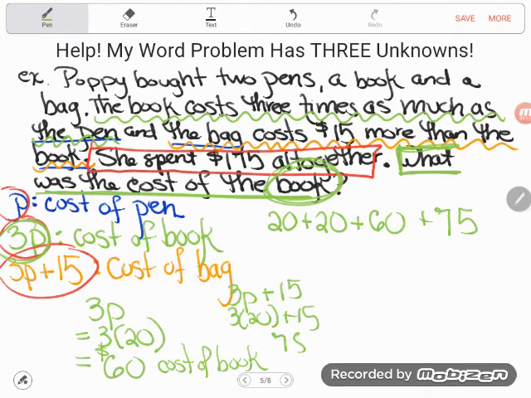Oh, I don't know where Poppy's shopping. Poppy has more money than I do. That's because I'm a teacher, yeah.